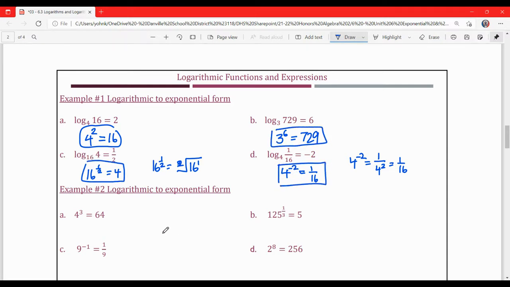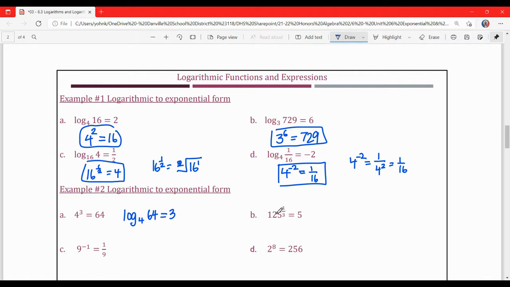All right, so now let's take something in exponential form and put it into logarithmic form. So 4 cubed equals 64. The base 4 is going to be the base still, so log base 4. Then we take the power, and that goes next to it, equals 3. So 4 to the third power equals 64. Log base 4 of 64 equals 3.